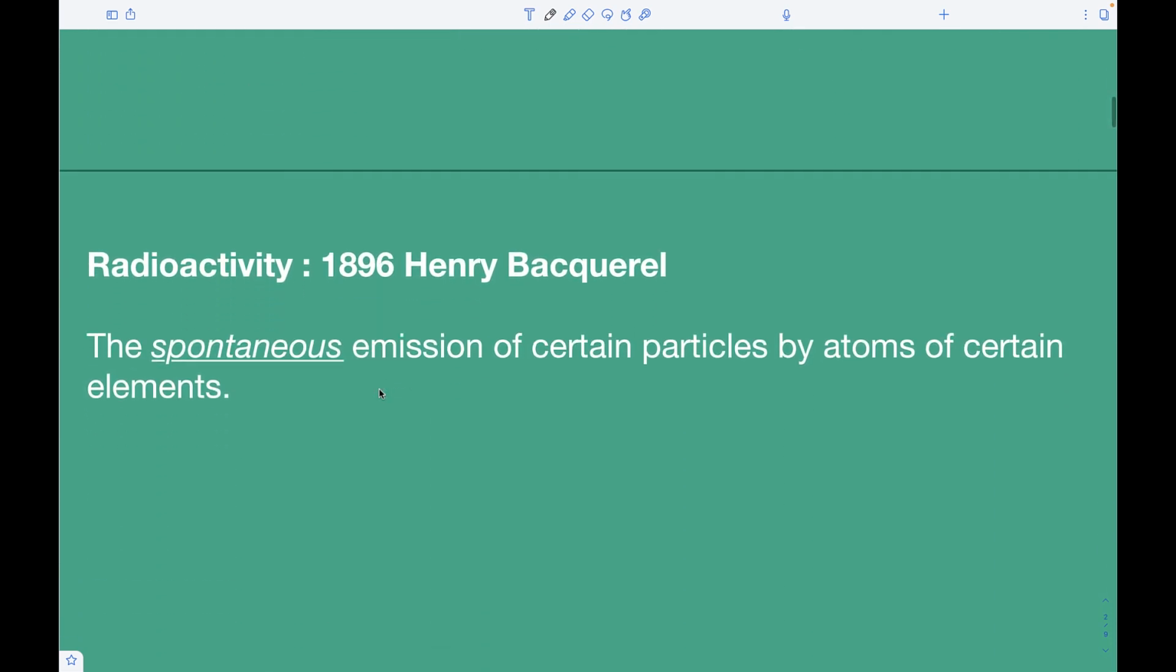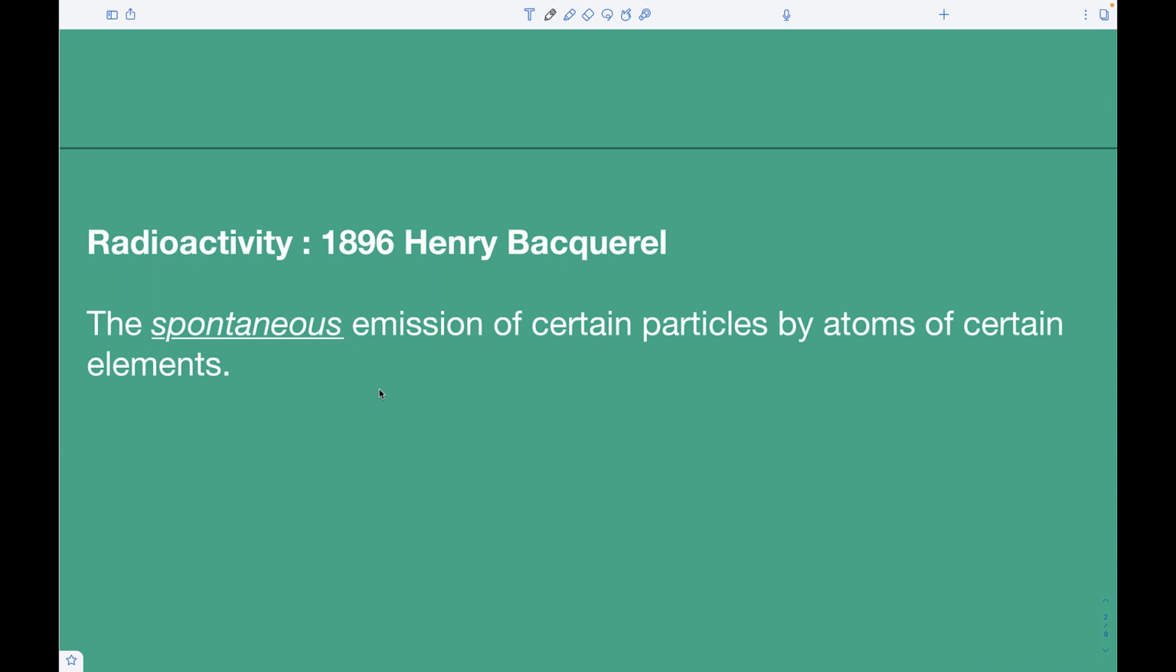That means all the atoms of a particular element in the entire universe have the same mass and size. In the year 1896, Henry Becquerel accidentally discovered that atoms of certain elements are spontaneously emitting some invisible particles. What do we mean by the word spontaneous? That is, without prompting, without us asking for it, or on its own. And this phenomenon was named radioactivity, and substances that exhibit this phenomenon are known as radioactive substances.